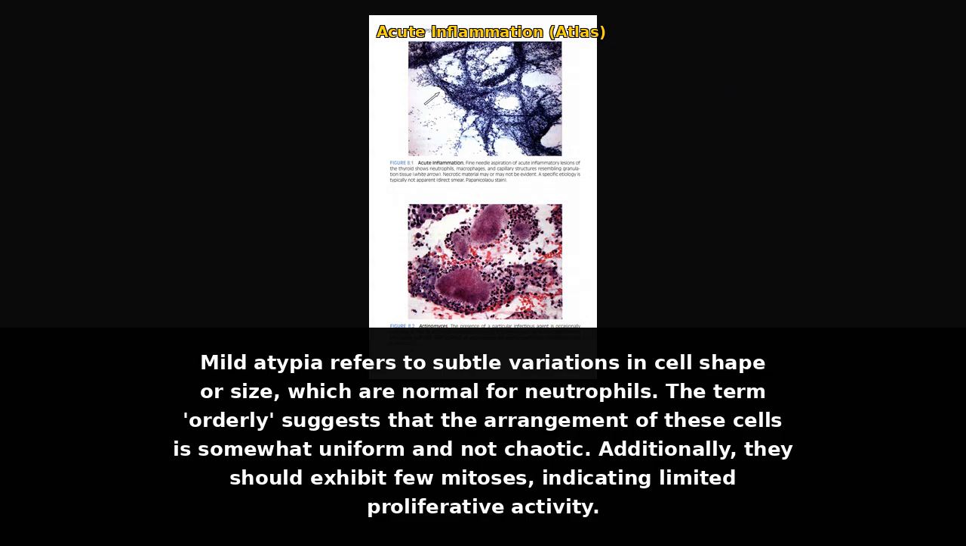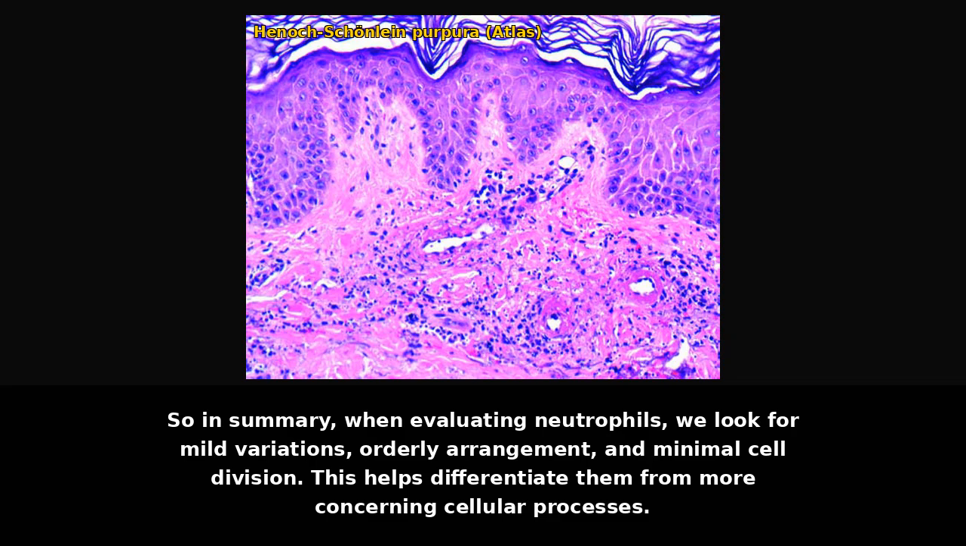Mild atypia refers to subtle variations in cell shape or size, which are normal for neutrophils. The term orderly suggests that the arrangement of these cells is somewhat uniform and not chaotic. Additionally, they should exhibit few mitoses, indicating limited proliferative activity. So in summary, when evaluating neutrophils, we look for mild variations, orderly arrangement, and minimal cell division. This helps differentiate them from more concerning cellular processes.